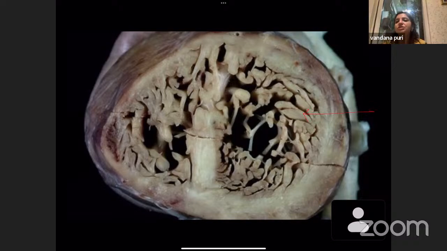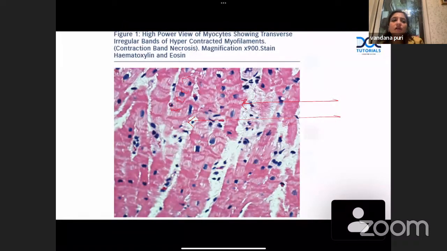So again, to just remember, multiple contraction band necrosis in the heart is a very classical feature of Takotsubo cardiomyopathy. This is also called octopus trap. Okay, octopus trap, which you have to remember. It typically occurs in elderly women and usually after physiological stress, right?